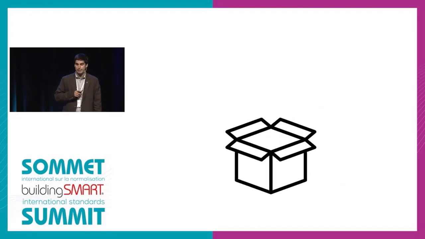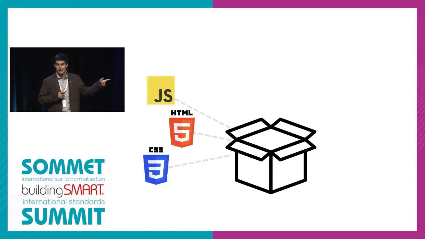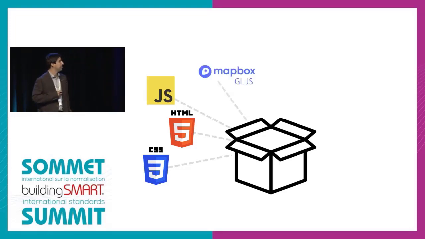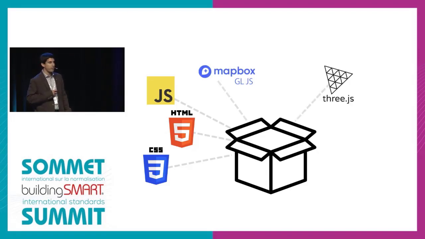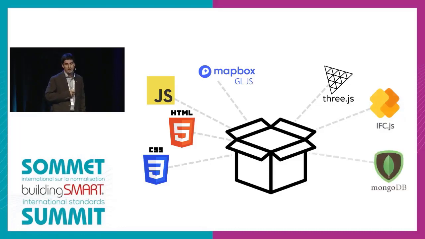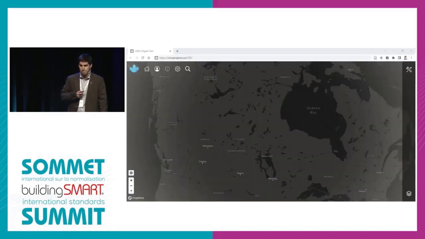Our bespoke web-based open source platform prototype is based on JavaScript, HTML, and CSS, which are the languages of all modern web browsers. And so far it uses Mapbox GL JS for GIS and mapping, Three.js for the 3D graphics, IFC.js, which is a really amazing library for working with BIM on the browser, and MongoDB for databases. These are just the ones that we have been using, but we can use so many more. Let me just show you a quick demo of the platform.